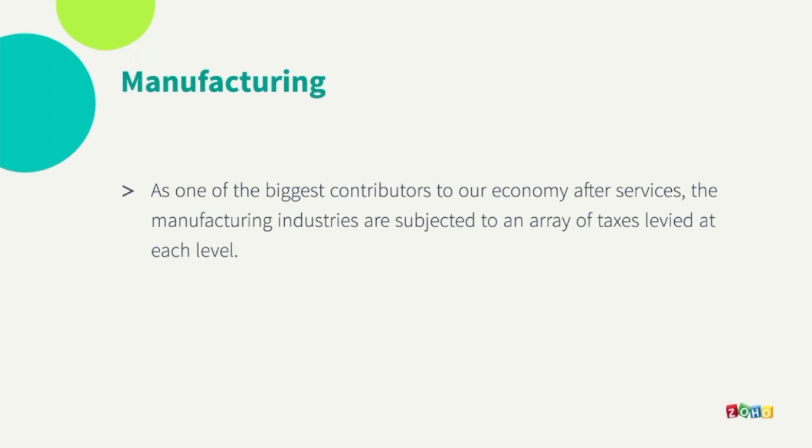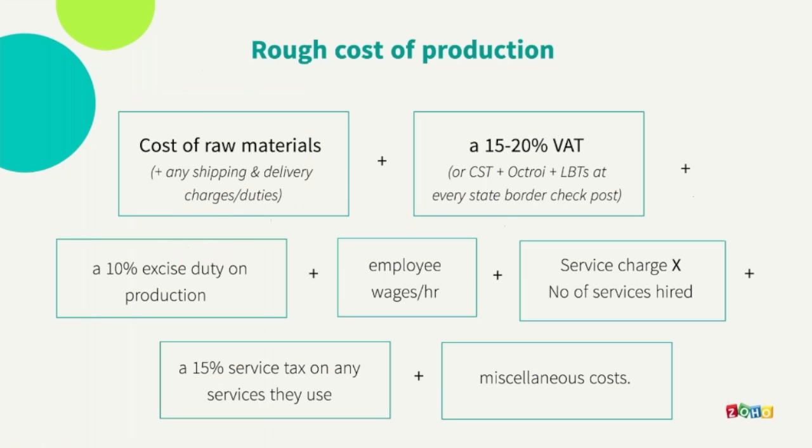And so if you take the rough cost of production for any manufacturer, this is just a general chart right here, so it could be any industry. When they source raw materials, they have to pay the cost of those materials along with any shipping, delivery, and handling charges or any duties associated with it.